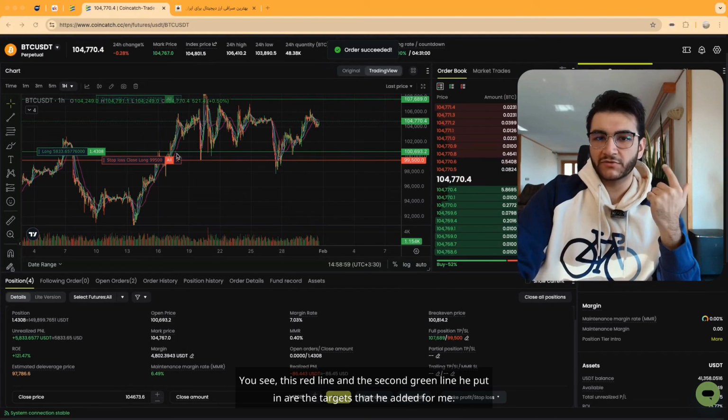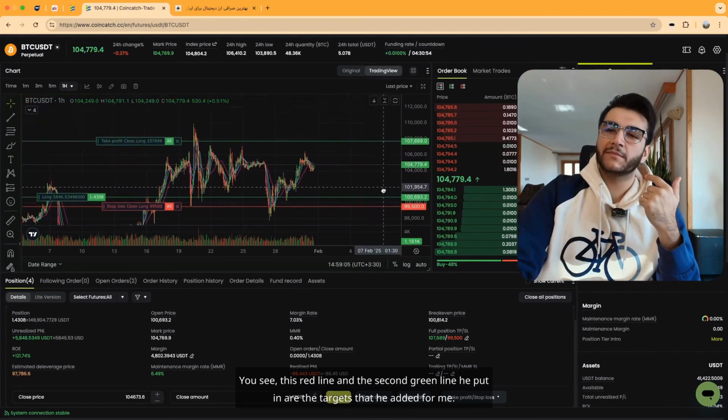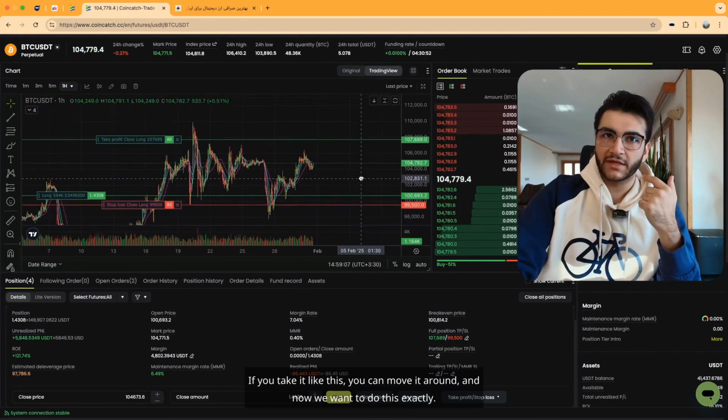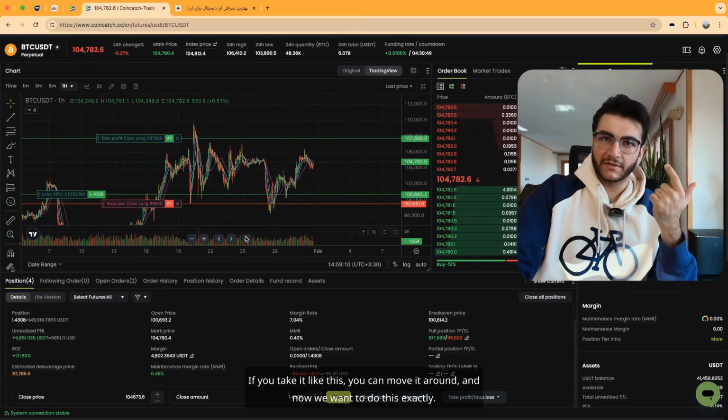He added it on the chart for me. You see this red line? And the second green line he put in are the targets that he added for me. If you take it like this, you can move it around, and now we want to do this. Exactly.